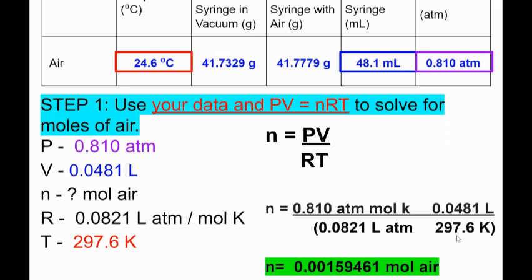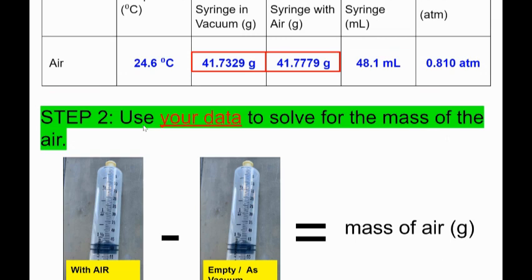All right, we've completed step 1. We used our data from our experimental data set and ideal gas law to solve for the moles of air. Let's move on to step 2. For step 2, we need to use our data to solve for the mass of the air. We have 2 measurements for mass. We have the mass of the syringe filled with air, as well as the mass of the syringe empty as a vacuum. To find how much the mass of just the air was, we're going to have to subtract out the mass of the syringe.